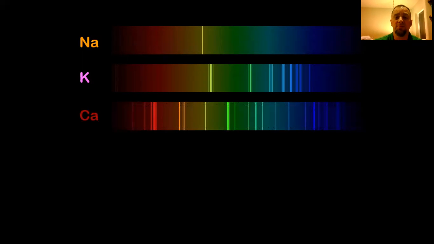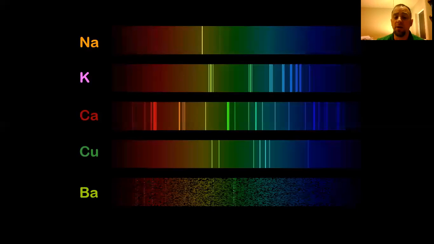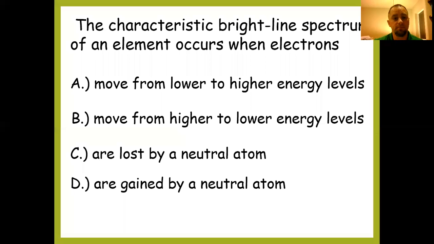Calcium, even greater number of emission that falls in the visible light spectrum. Copper, okay, if we get to do our lab, you'll see why copper appears like it does, due to the wavelengths that are emitted by copper. And then barium as well. All right, as you see here, none of these are the same. All of these elements have very different emission spectra.